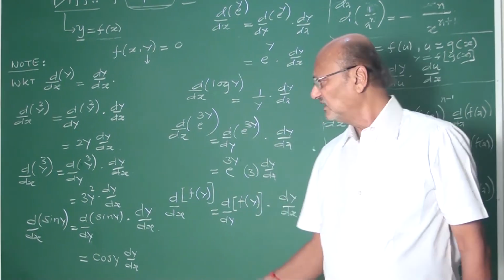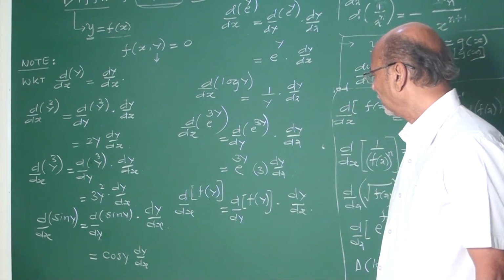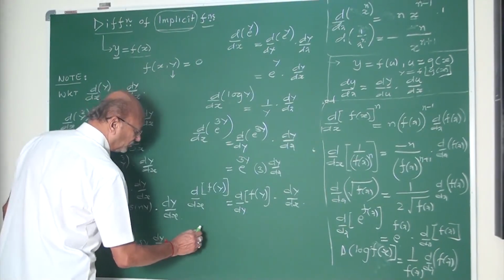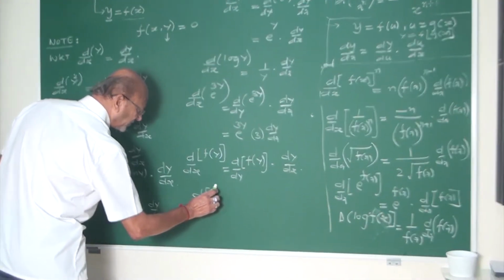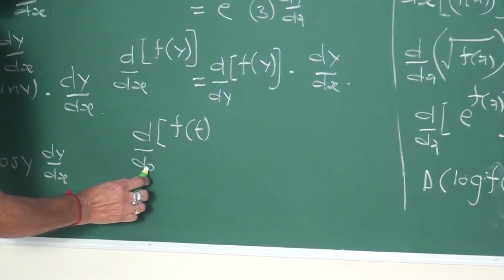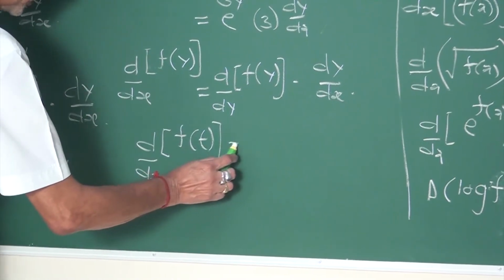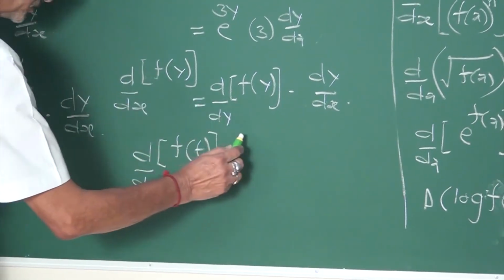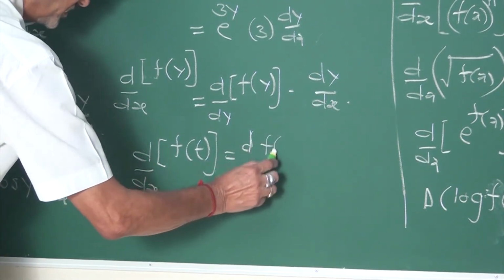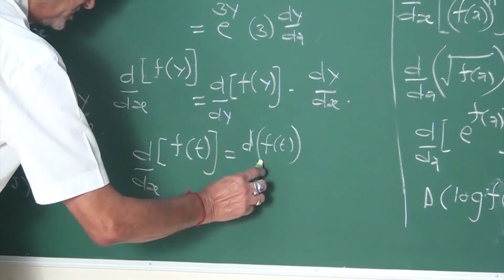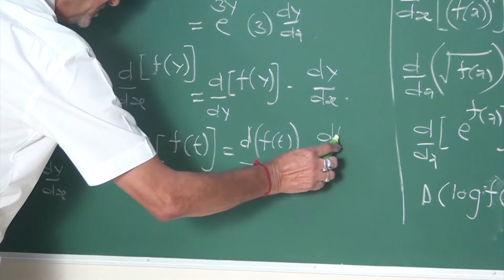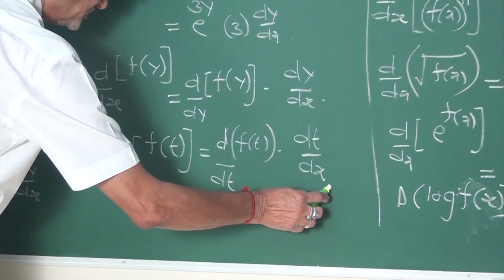Now, with this itself, I want to explain one more thing. If instead of y it is a function of t with respect to x, first, when it is t, the derivative of a function of t, first differentiate with respect to t, then t with respect to x. See the variable.